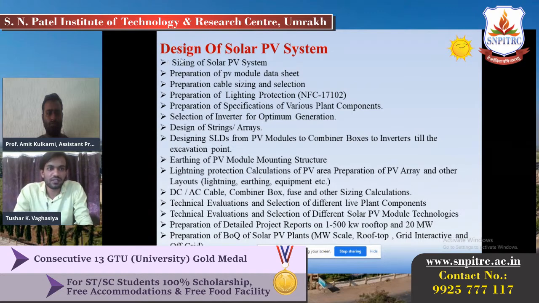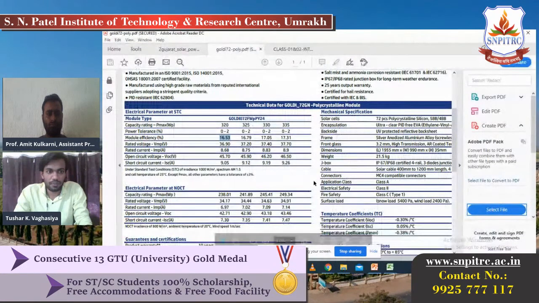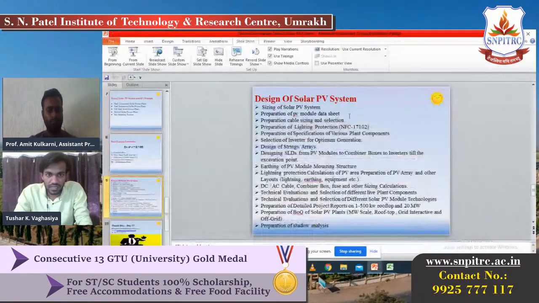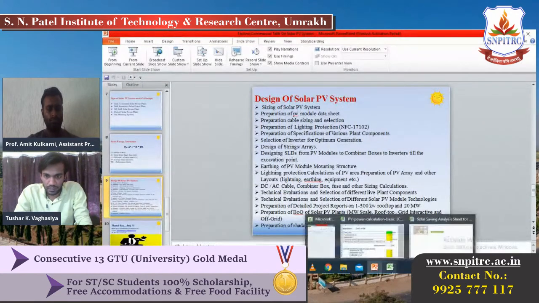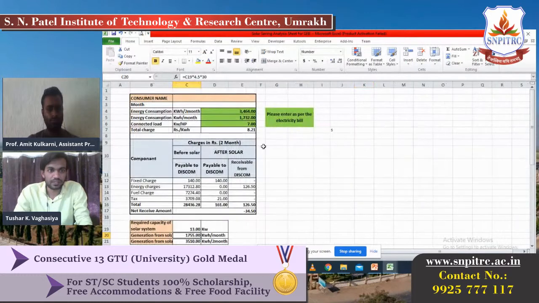Once you select the size, then you can prepare the PV module data sheet, right? Here are the PV module data sheets, which are of different types. Let me first do the sizing of the solar PV system. Let me show you one graph, one of the analyses, right?